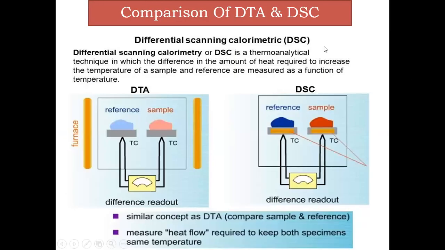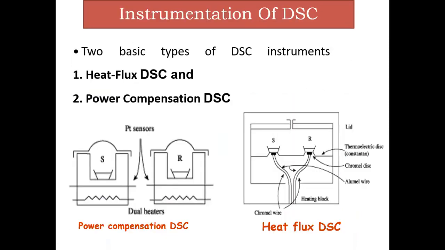This is how your DTA and DSC equipment looks. Almost all similar, but their principle is somewhat different. Coming to the instrumentation of DSC, we have two basic types of DSC instruments. One is heat flux DSC and the second one is power compensation DSC. So this is how your equipment looks, and we will study each type in detail.